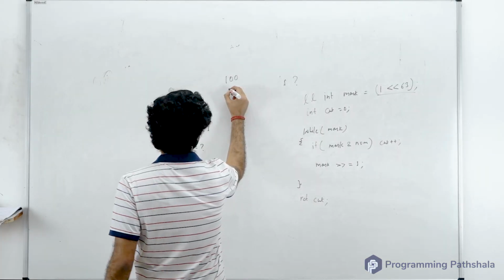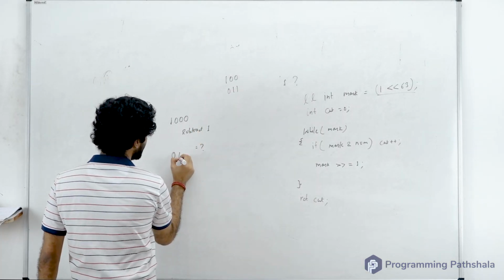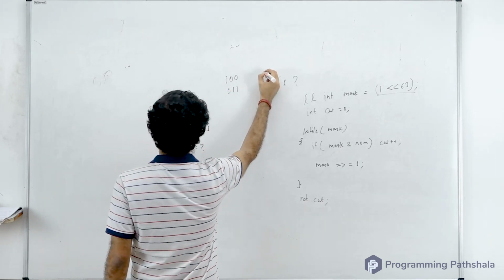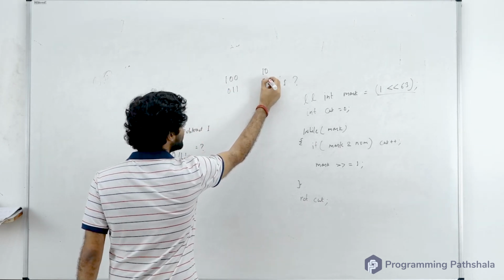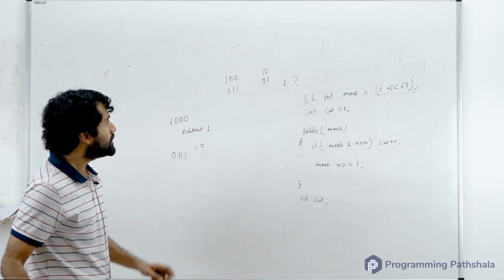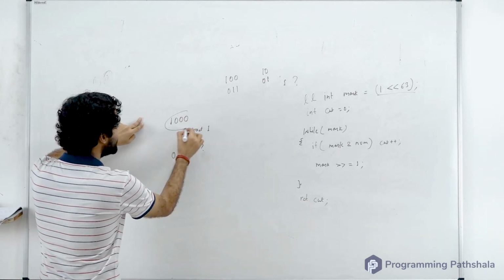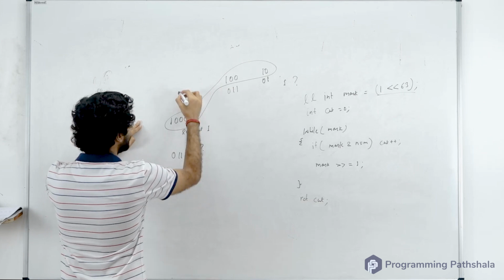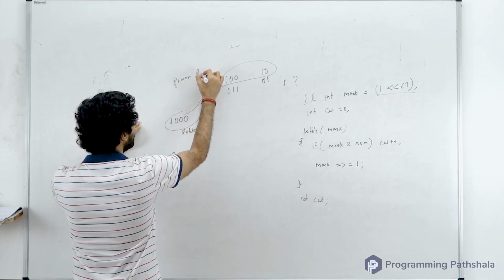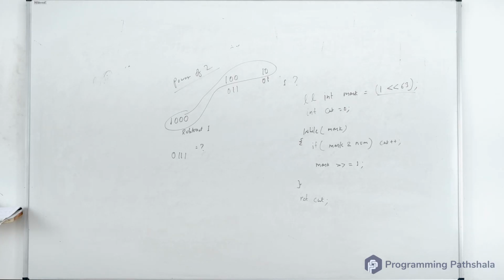You will get 011. So here you got 0111 and here you got 011. What will you get for this? You will get 01. So do you understand this thing clearly? The numbers that I have taken are powers of 2.